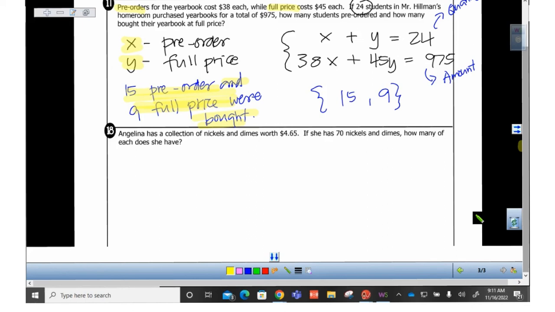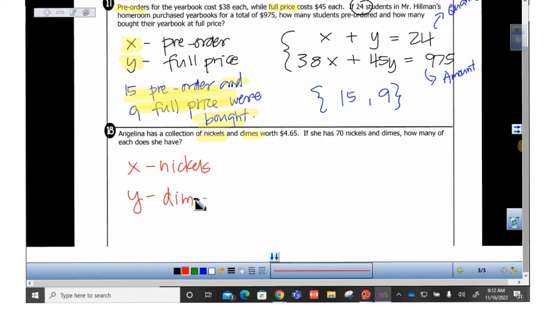Okay, last number. Number 18. Angelina has a collection of nickels and dimes worth $4.65. She has 70 nickels and dimes. How many of each does she have? So nickels and dimes. Okay, so we're going to use X to represent the number of nickels and Y to represent the number of dimes. So remember, in number 17, we used the quantity for the first equation and the amount or the price for the second equation. That is something that we will do here as well.